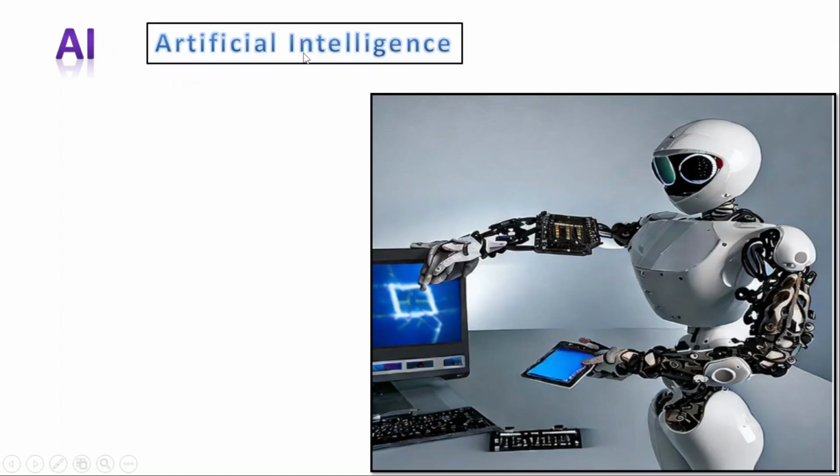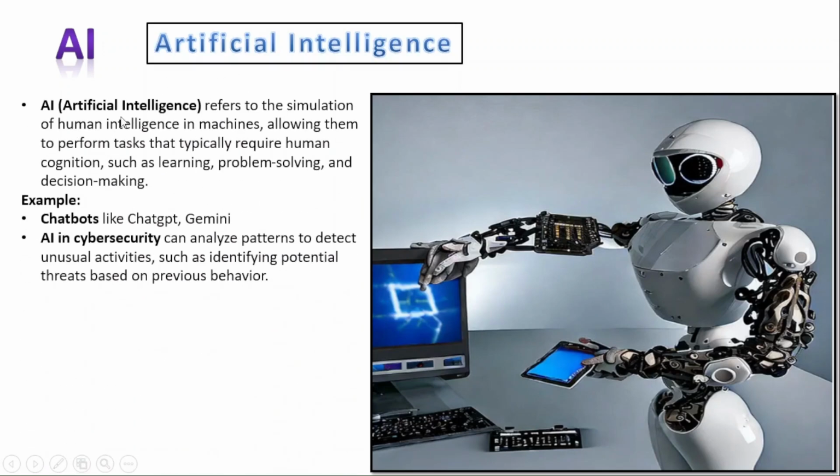AI, that is artificial intelligence. So AI, artificial intelligence, refers to the simulation of human intelligence in machines, allowing them to perform tasks that typically require human cognition, such as learning, problem solving, and decision making. Examples include chatbots like ChatGPT and Gemini. AI in cybersecurity can analyze patterns to detect unusual activity, such as identifying potential threats based on previous behavior.